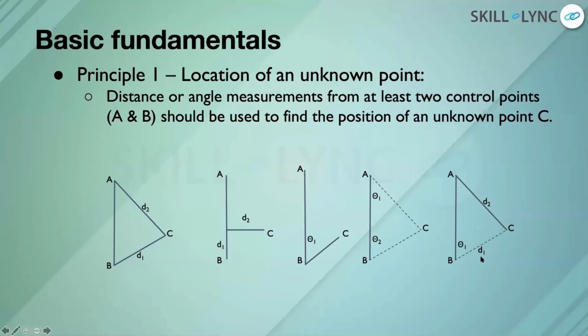So there are various different methods in geometry which you can use to find out the coordinates of the point C. Once you find the point C, then you use either B and C or A and C to locate another point. That's how surveying actually gets done in the field.